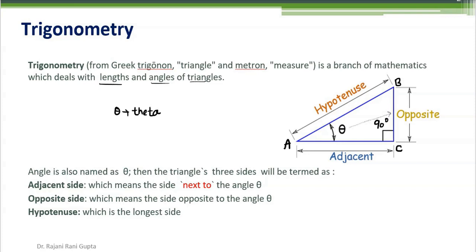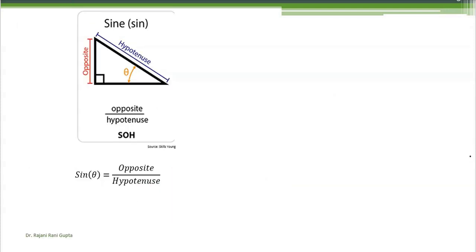Adjacent means the side which is next to the angle. So this is the angle, and this side is the adjacent side. The hypotenuse is always the longest side. So for this triangle, the adjacent side has length AC, the opposite side has length BC, and the hypotenuse is the longest side, which is AB. Now, based on this, we define the trigonometric ratios.